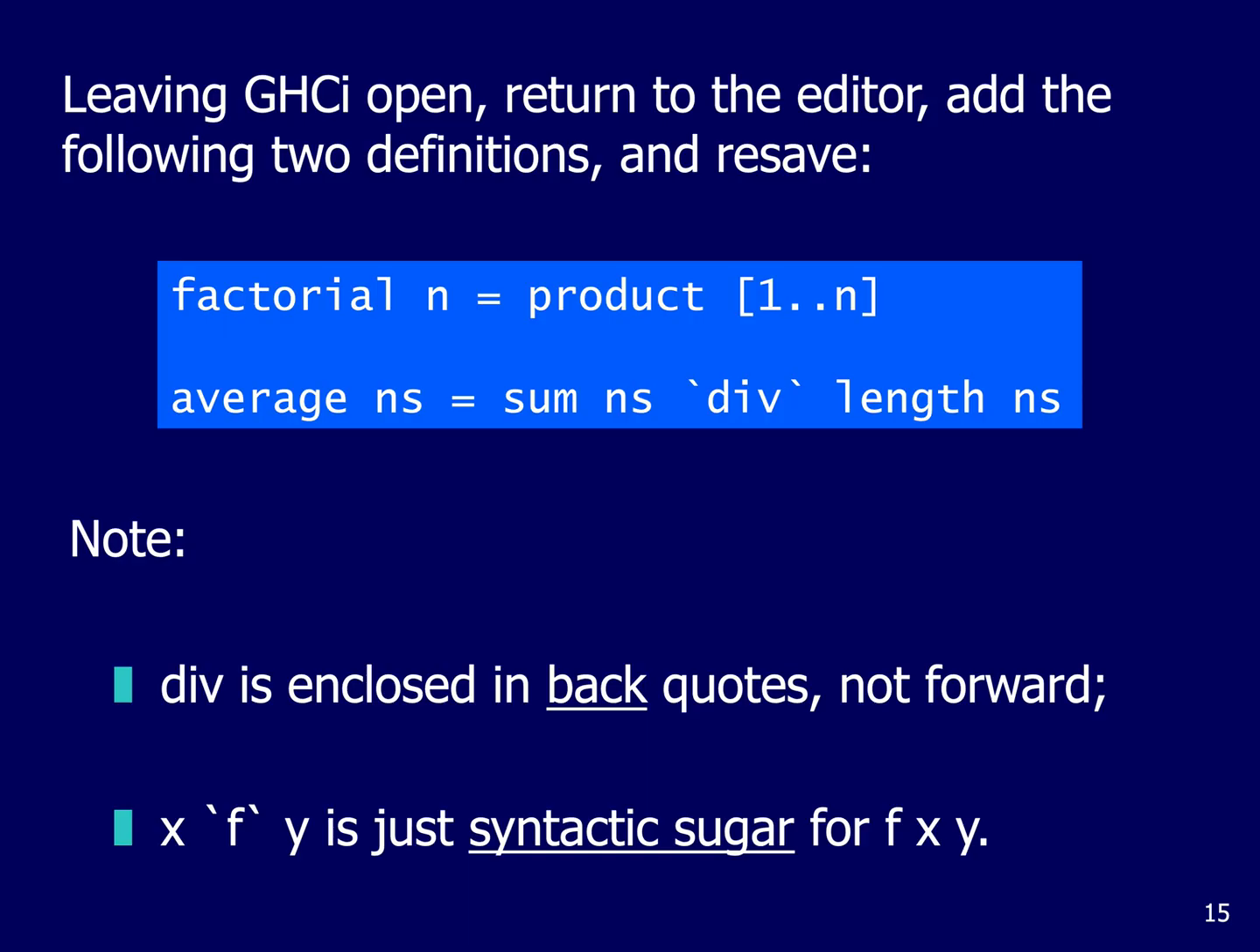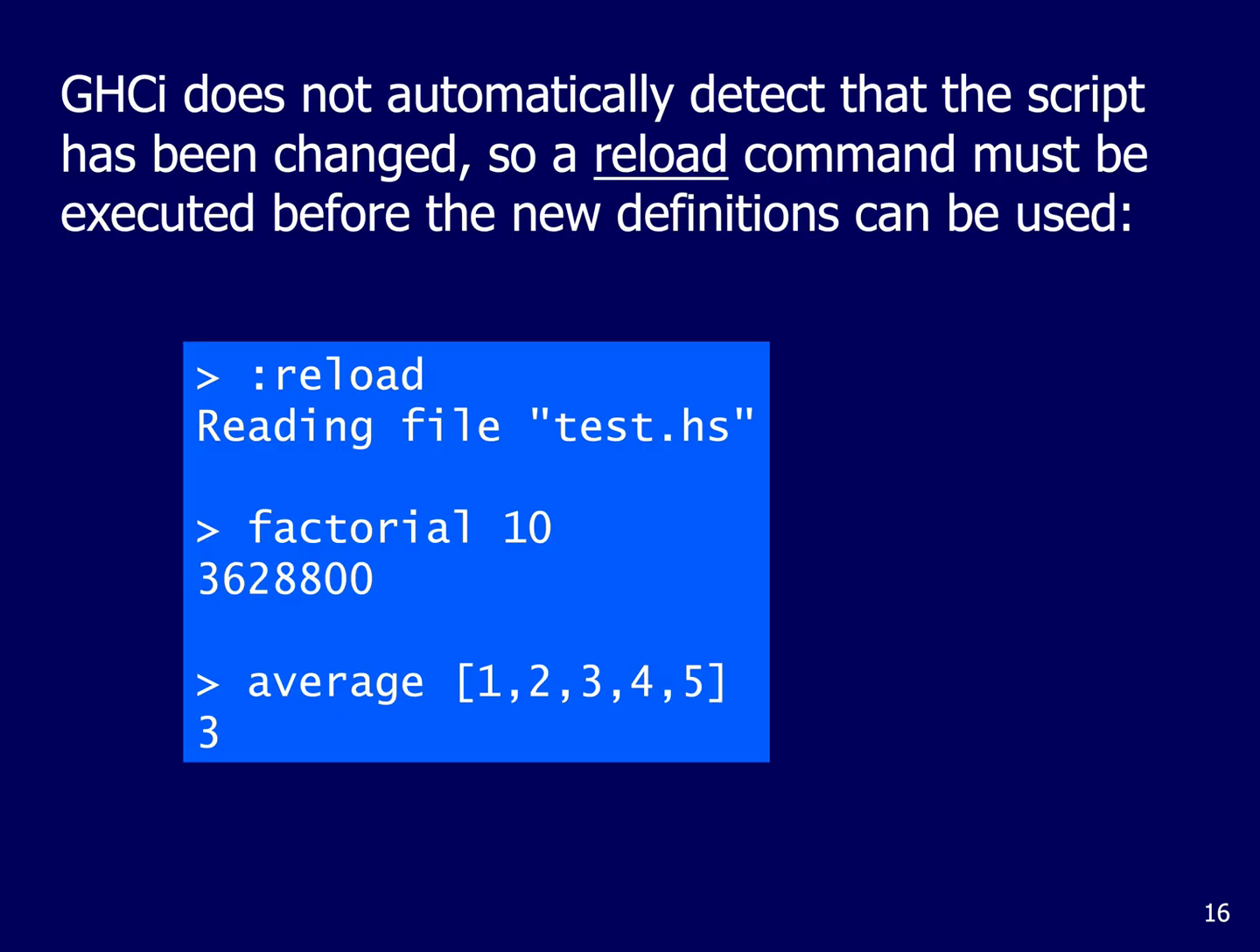Okay, so a couple more examples. GHCi doesn't automatically detect that your script is being changed, so you need to reload it when you are finished editing your script and you're happy for the compiler to check it and run it for you. So you must do an explicit reload command. So you type :reload, it will read it in, check if there's any errors, and hopefully not, and then you could try running these 2 examples.